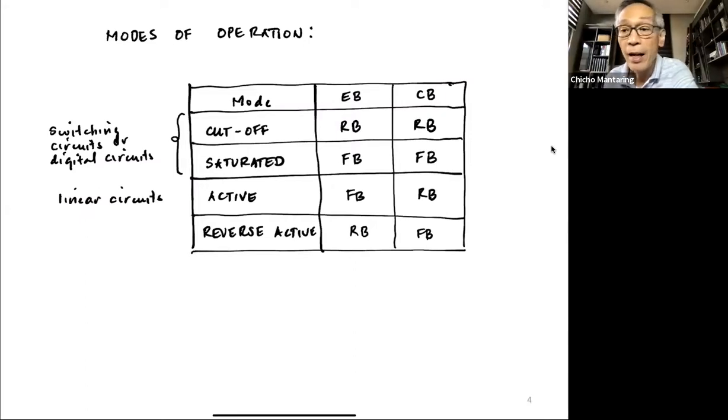And when you operate in reverse active mode, usually it's because you made a mistake. So the reverse active mode usually is not used. Kadalasan, if you find a transistor operating in the reverse active mode, it's because nabaliktad nung nag-assemble yung collector at saka yung emitter. So yung emitter ginawa niyang collector and vice versa.